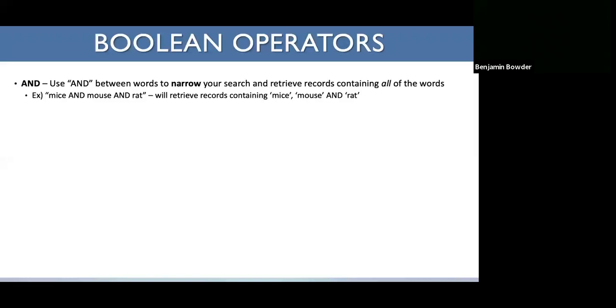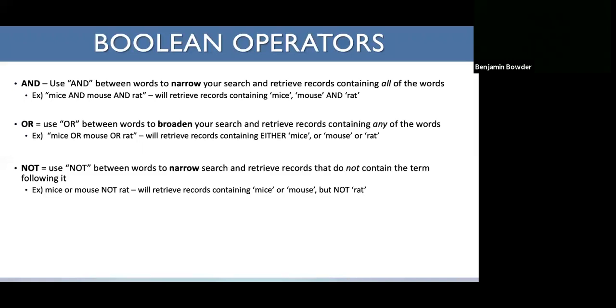The other way that you can focus your search is by using Boolean operators. So that's the use of three words: and, or, and not. And each word has a different way in which it changes your search. So if you use and between words, that will narrow your search to only retrieve documents or papers that have all of the words that you're looking for. So if you use mice and mouse and rat, it will only retrieve records containing all three of those terms.